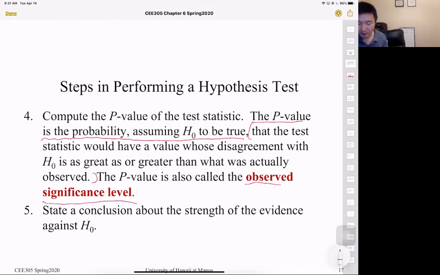So we compare the p-value with alpha and draw a conclusion. If the p-value is less than alpha, then we reject H0. So that's the procedure to do a hypothesis test.